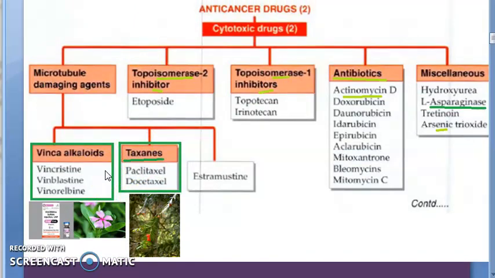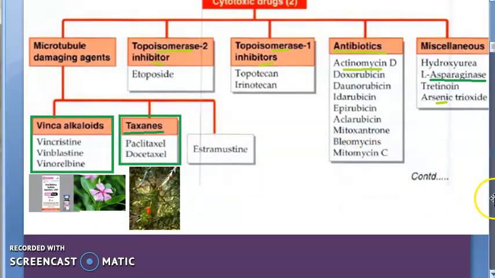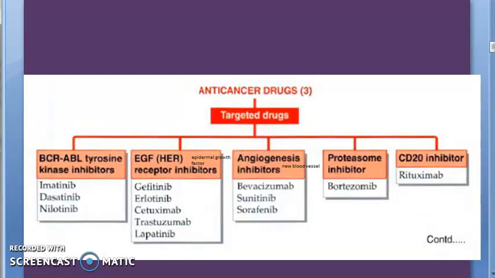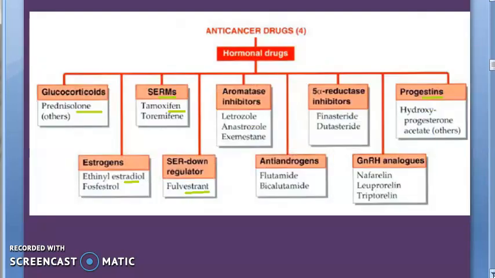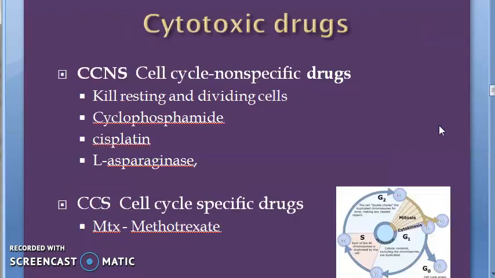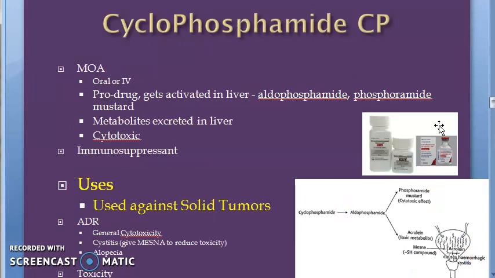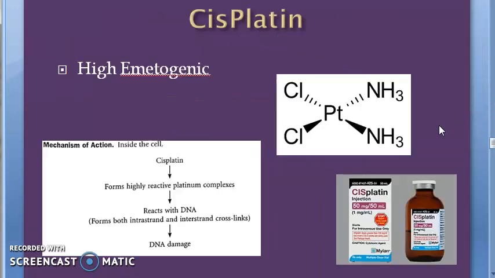Then moving on, targeted, right? Targeted drugs, you can think about angiogenesis inhibitors, epidermal growth factor inhibitors, CD20 inhibitors, etc. Then moving on, hormonal drugs, you can give estrogen or you can give estrogen receptor downregulators, you can give selective estrogen receptor modulators, you can give glucocorticoids, anti-androgens, progesterone, etc. Okay, very good. In the next video, we will continue with anti-cancer drugs. There is a lot to cover. So if you come back, we can look at all this.